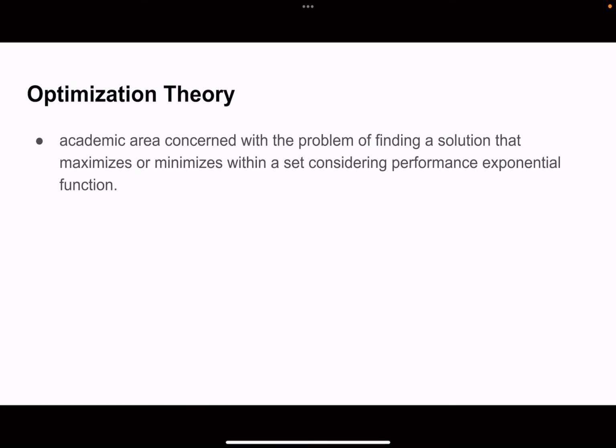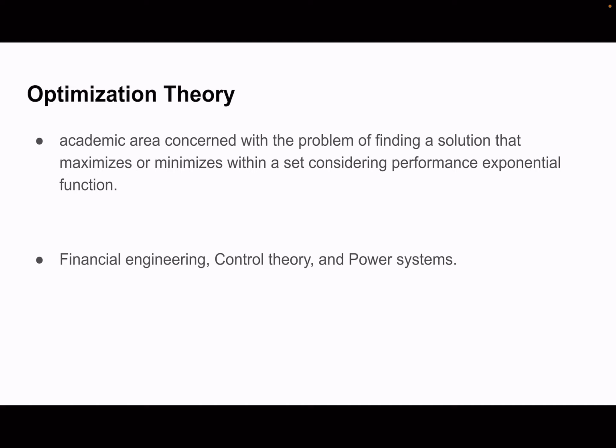Optimization theory is an academic area concerned with the problem of finding a solution that maximizes or minimizes a performance function within a set. Optimization theory is used in many areas, for example, financial engineering, control theory, and power systems.